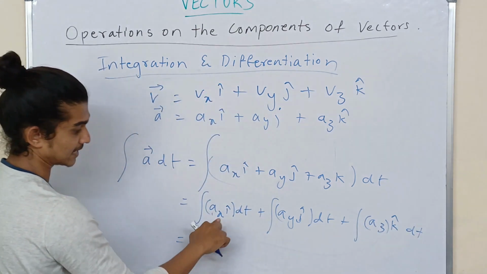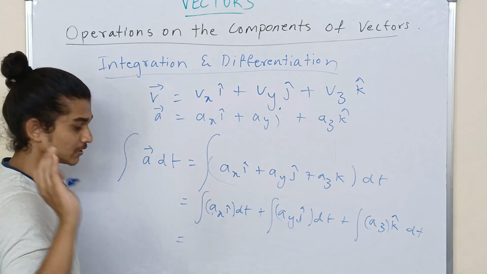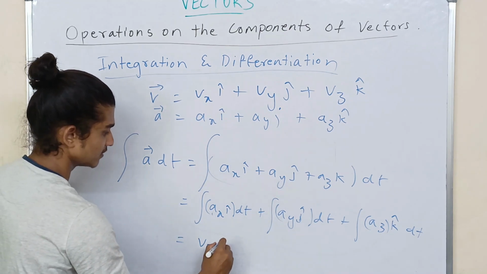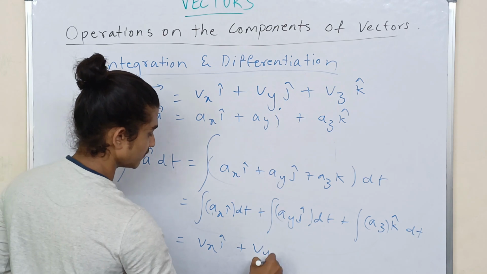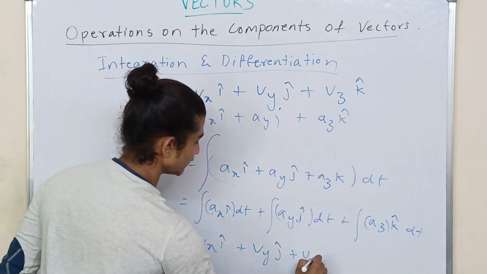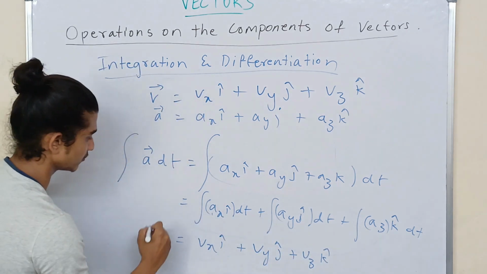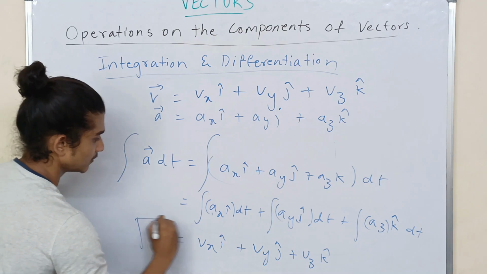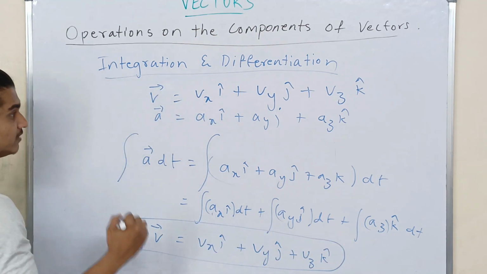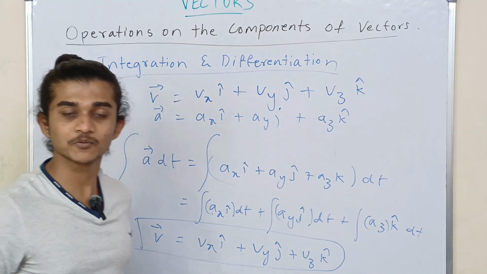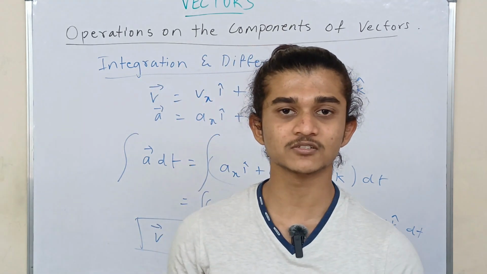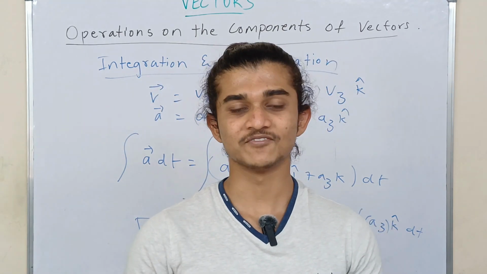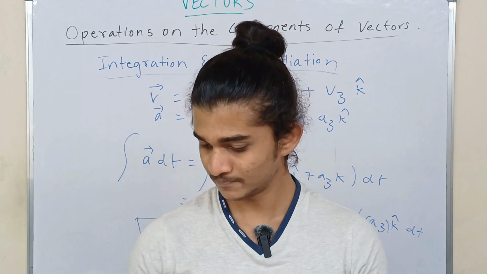So integration of acceleration with respect to time is going to give your velocity: vx i cap plus vy j cap plus vz k cap, and this is going to give your velocity vector. So I can perform integration, differentiation, addition, subtraction, multiple operations on components of vectors. It's a very important concept which you need to know.